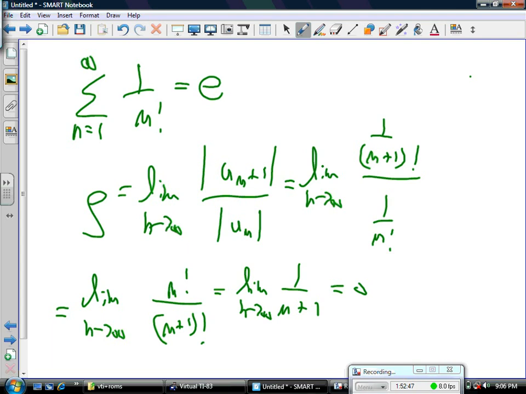Alrighty. So that's useful, the ratio test. Let's try some ratio test questions. How about this, in the same section, 9.4, page 462.